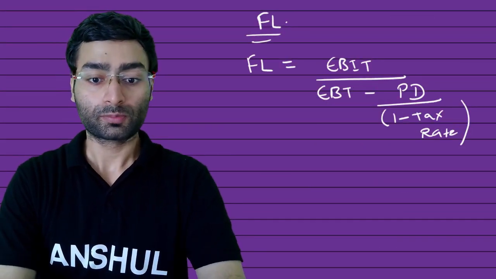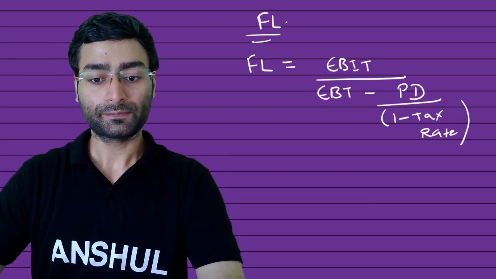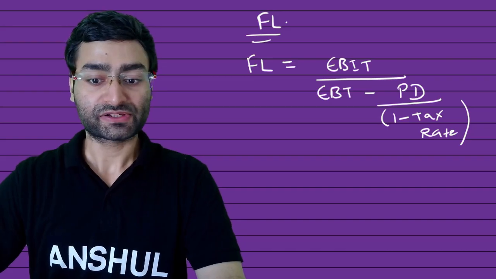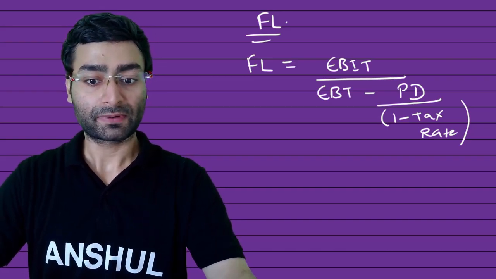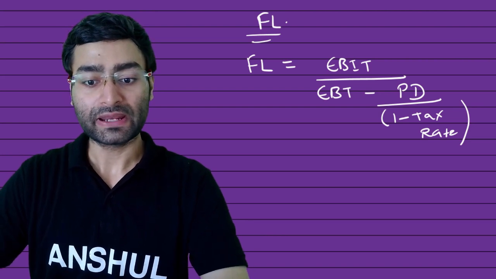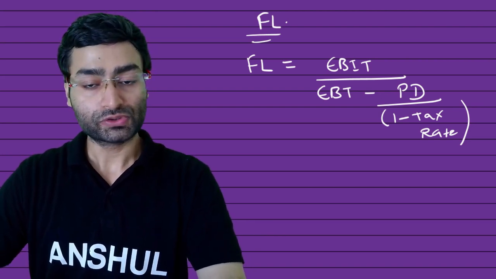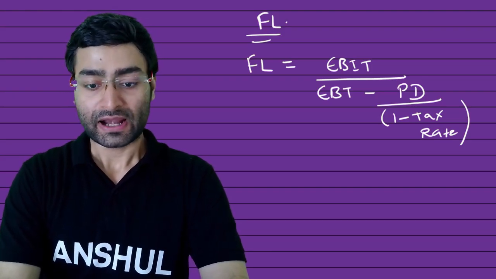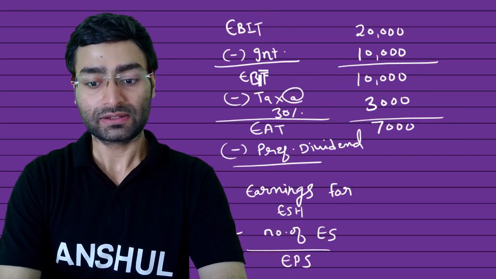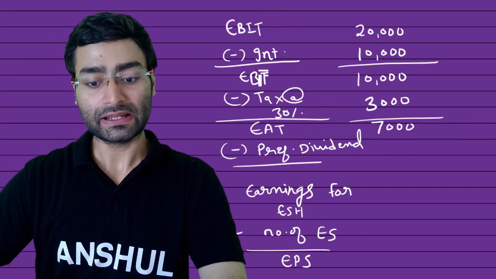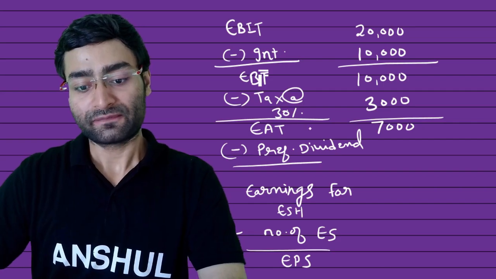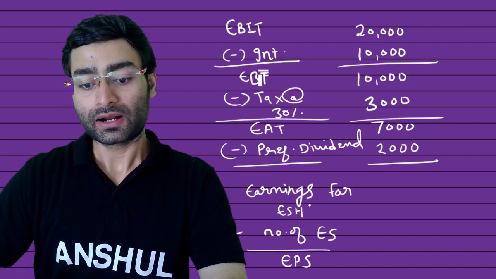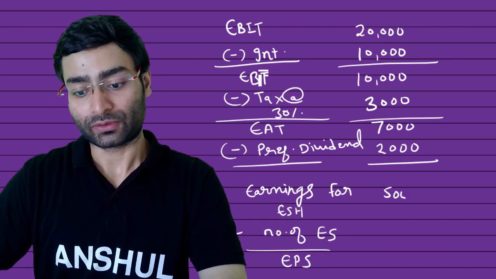There is one more formula for financial leverage. I have written this formula. Sir, when do we apply this formula? When there is a preference dividend available. When there is preference share capital and the company has to pay the preference dividend, in that case we apply this formula. For understanding this, I have further extended the profit statement. After EAT, you have to deduct the preference dividend. Let's say preference dividend is 2,000. You get earnings for equity shareholders, that is 5,000.